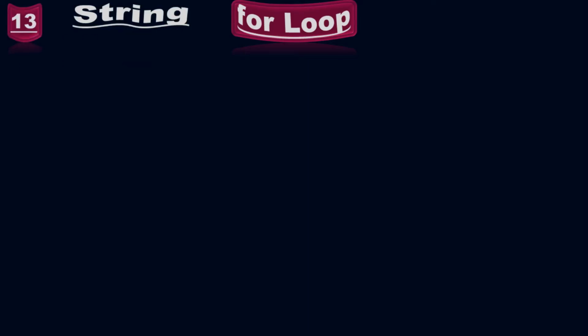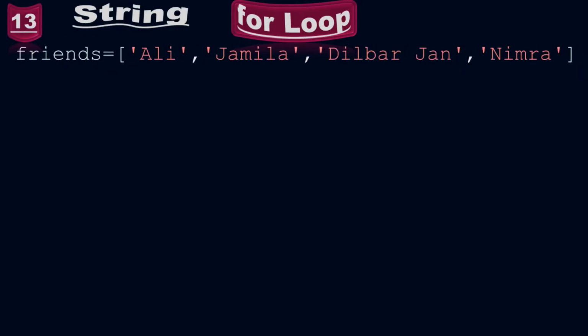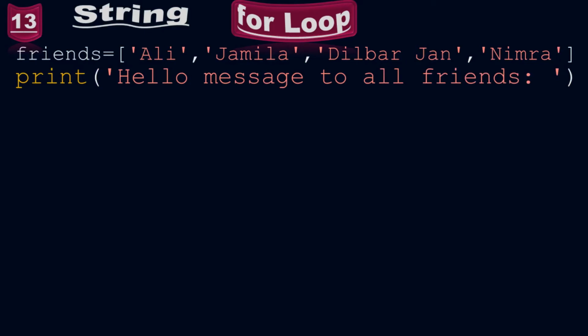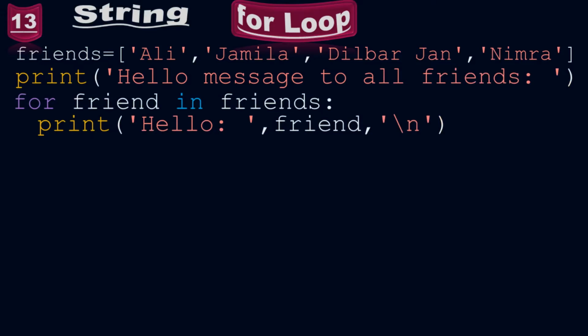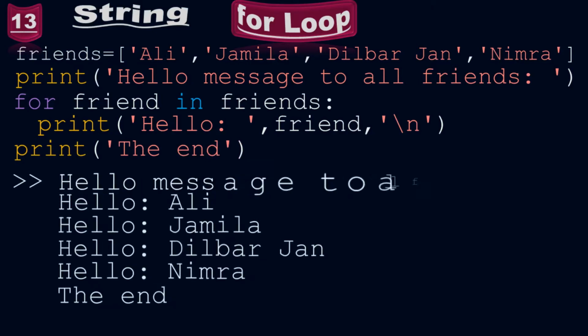Example number 13. Friends equals to Ali, Jamila, Dilbarjan, Nimra. Print of hello message to all friends. For friend in friends, print of hello, comma, friend, comma, backslash n. Print of the end. So this will be the final output.